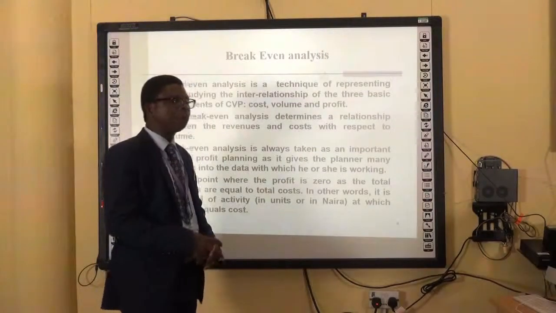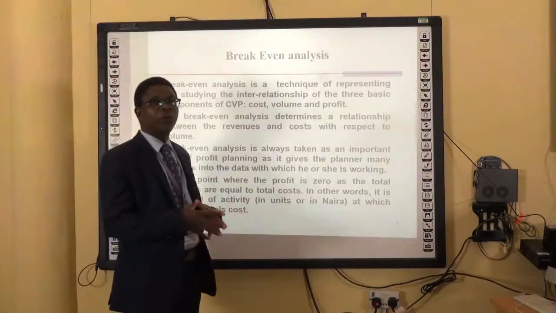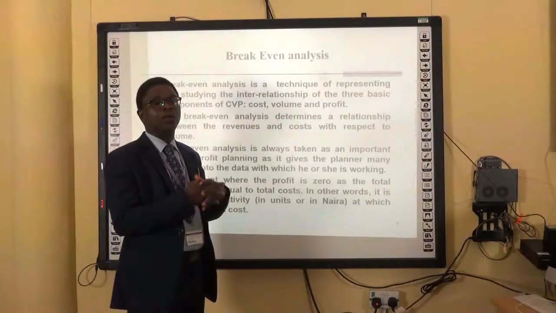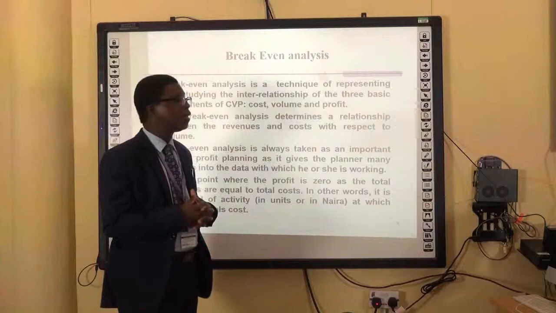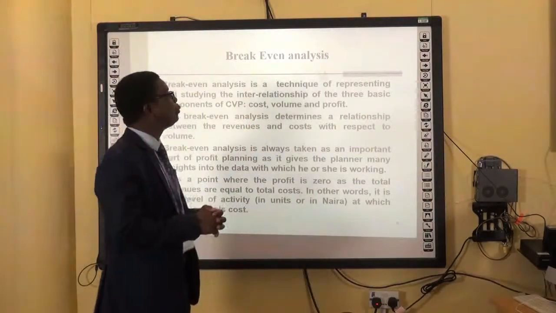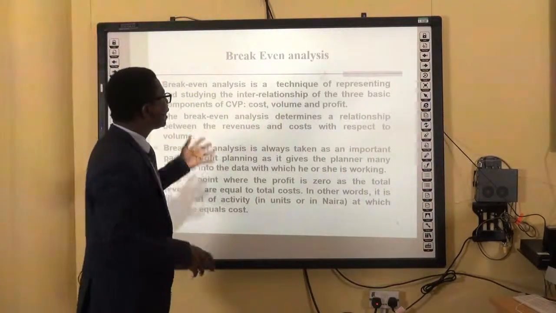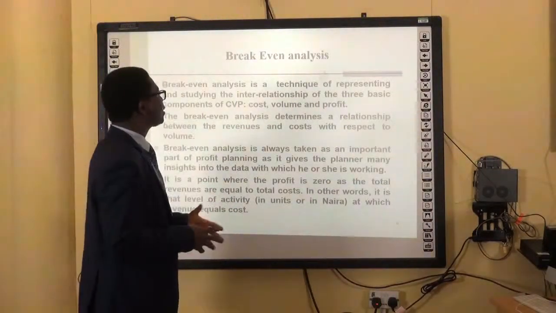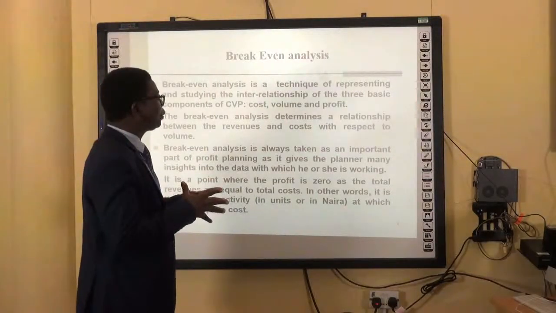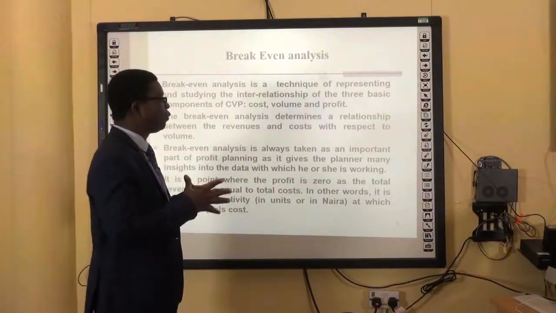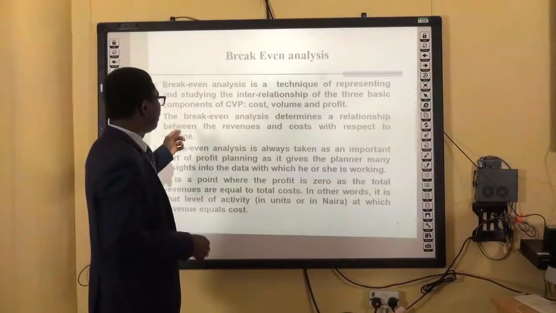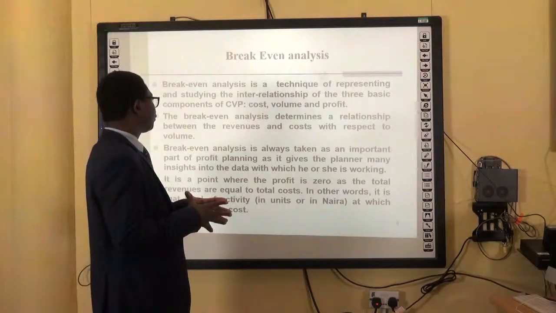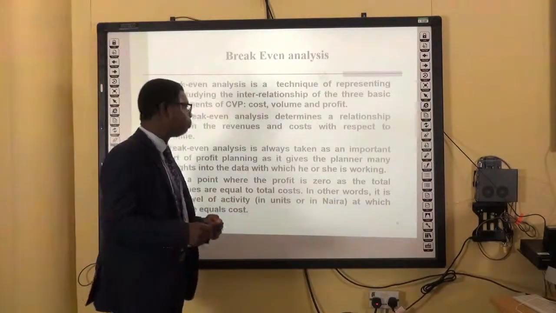Now, like we said before, break-even analysis is a subset of cost volume profit analysis. So let's look at break-even analysis. Break-even analysis is a technique of representing and studying the interrelationship of the three basic components of cost, volume, and profit. It determines the relationship between the revenue and cost with respect to volume.